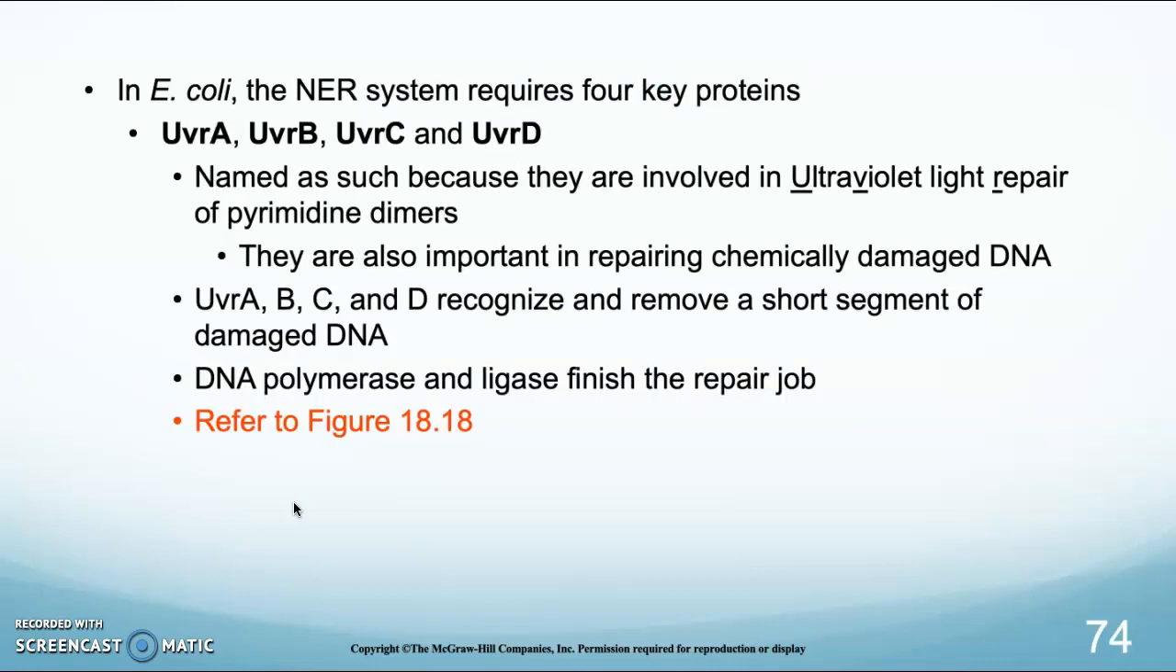In E. coli, this nucleotide excision repair system requires some key proteins: UVRA, UVRB, UVRC, and UVRD, named for ultraviolet light repair of these pyrimidine dimers. They are also really important in repairing chemically damaged DNA because they can recognize and remove short segments of damaged DNA. Once they've removed that, DNA polymerase can come through and add back in the correct bases, and ligase will stick those to the ends where that replacement took place.